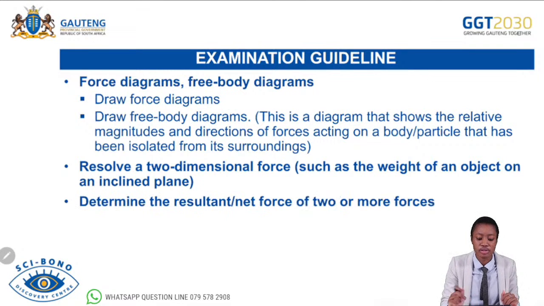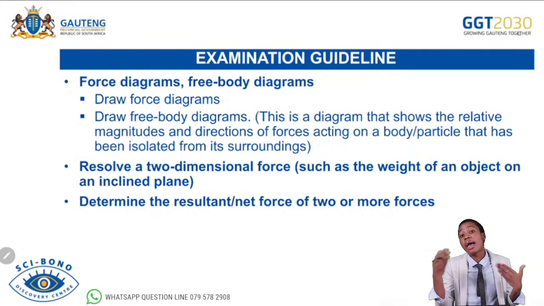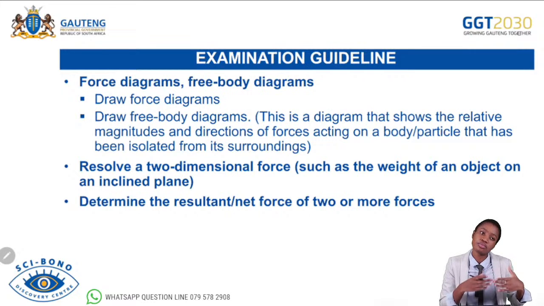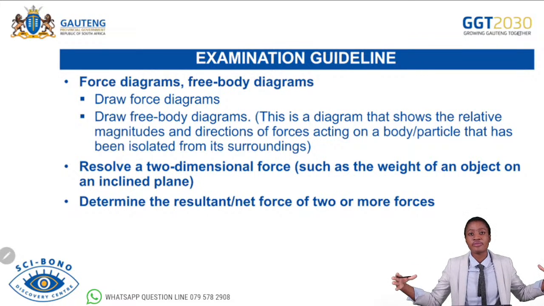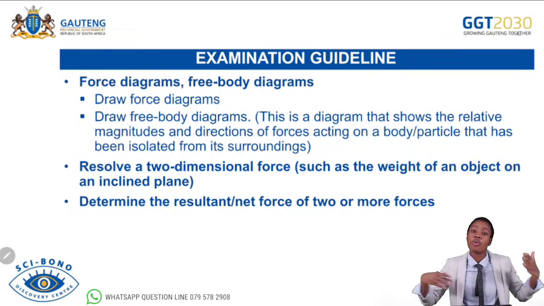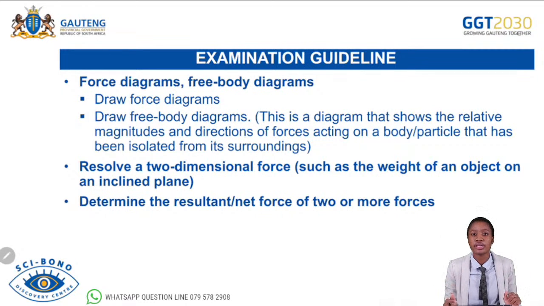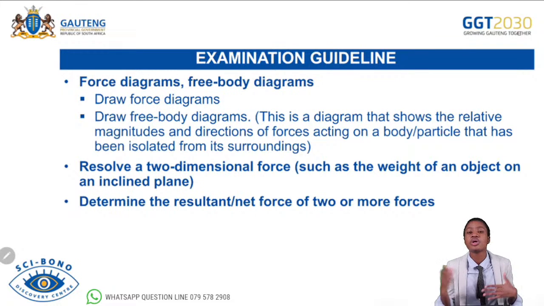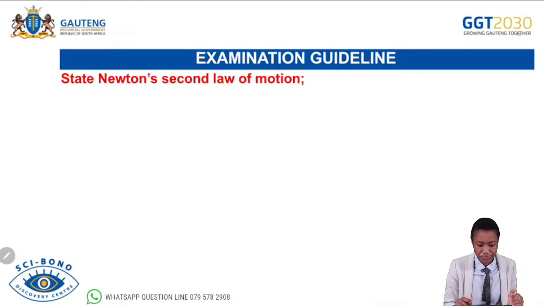And then you should be able to determine the net or the resultant force of two or more forces. Normally they'll give you a problem where you have an applied force at an angle, or you'll have a box that is moving on an inclination. So you need to find the components so that you can get the resultant forces, either on the horizontal or the vertical, depending on the problem that you are confronted with. And we will get to such problems where you will need to find the different components.